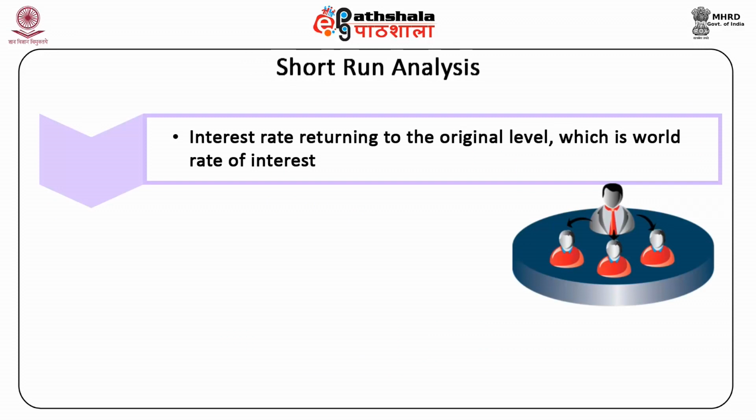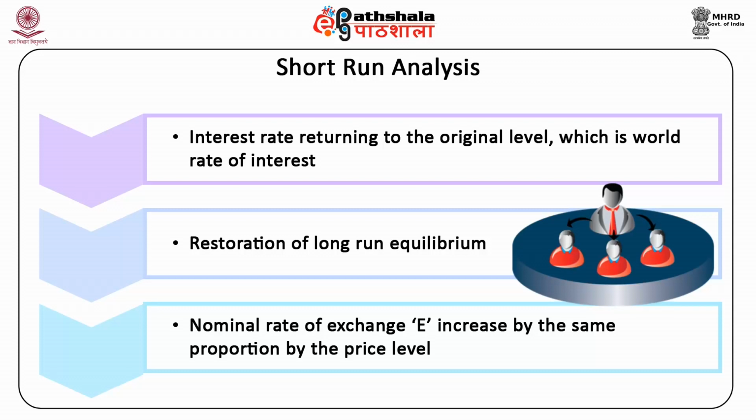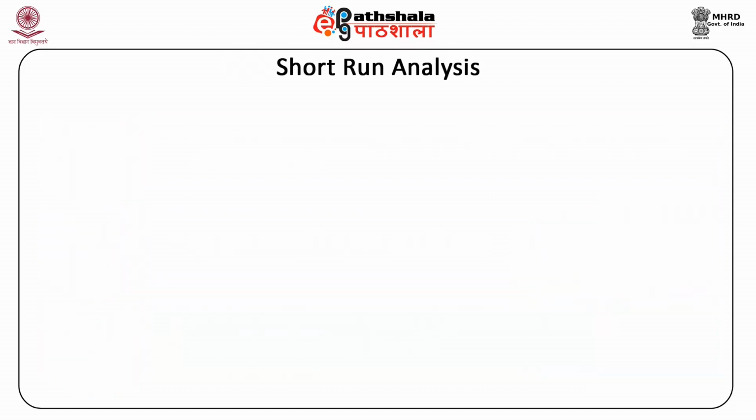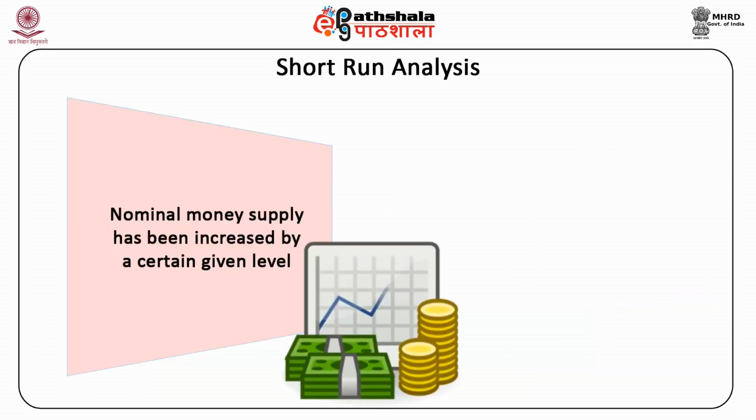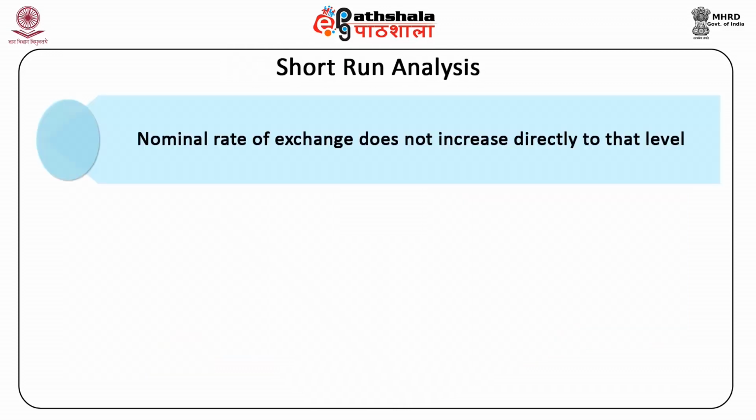With the rate of interest returning to its original level, which is the same as the world rate of interest, there would be a restoration of long-run equilibrium in all markets if the nominal rate of exchange E were to indeed increase by the same proportion as the price level. This is known to the economic agents. Hence, once it has been realized that the nominal money supply has been increased by a certain given level, they would be able to calculate correctly the proportional increase in the nominal rate of exchange. However, the nominal rate of exchange does not increase directly to that level in the short run, but increases by a greater amount.